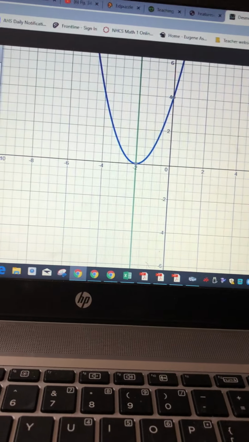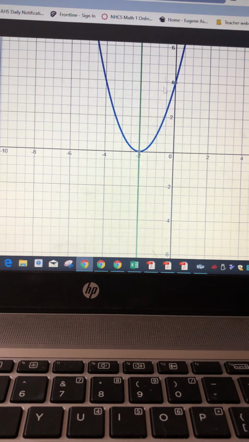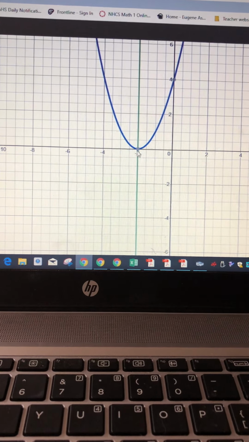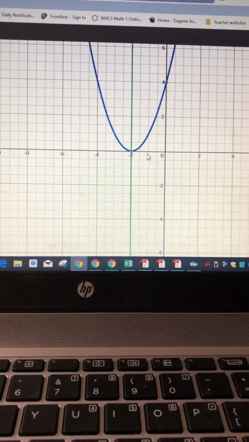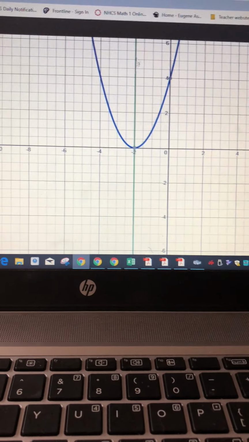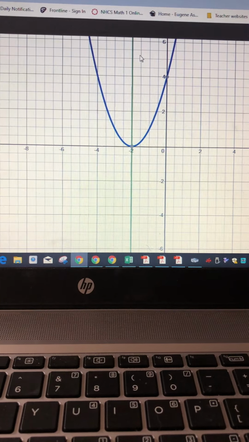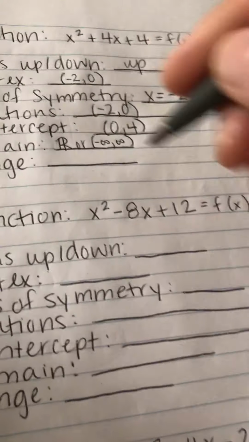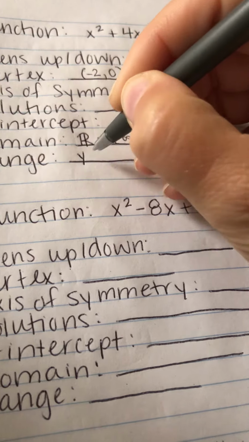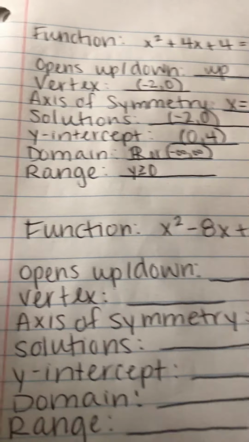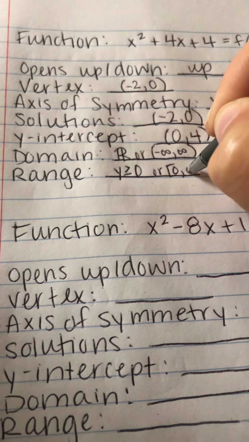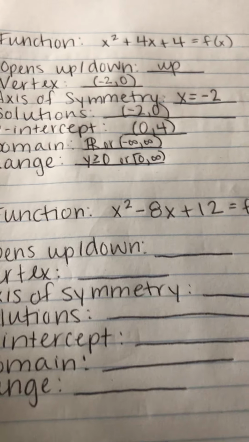Now the range, if you look at it, it only goes on forever and ever in this upward direction. So it does have a bottom point. It has that minimum. So we want to say it starts where y equals 0, but it goes on forever and ever into the +infinity. So how we would write that is we would say y is greater than or equal to 0, or from that exact point of 0 to positive infinity. So you could say it either way.